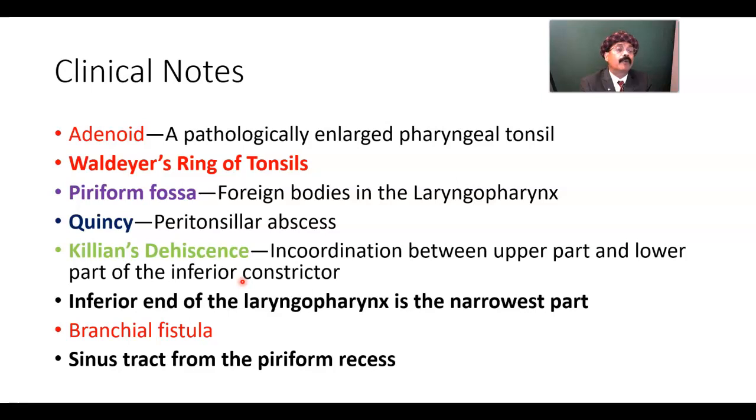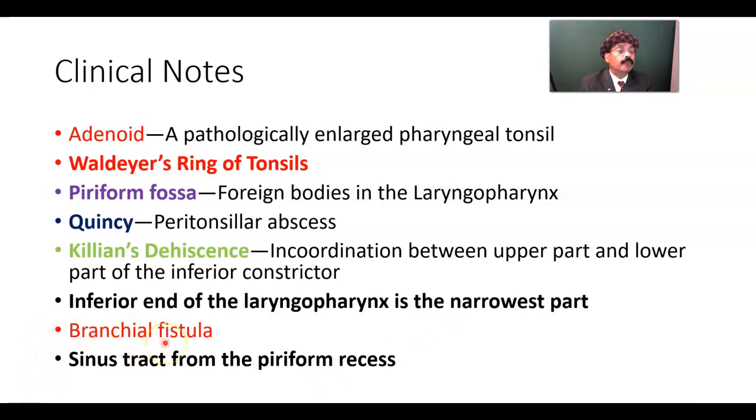So if the upper part propels food, the lower part may not relax sometimes, and there may be some diverticula, especially in the pig. In humans there is no diverticula, but there may be incoordination. The inferior end of the laryngopharynx is the narrowest part, and here a foreign body may be impacted.